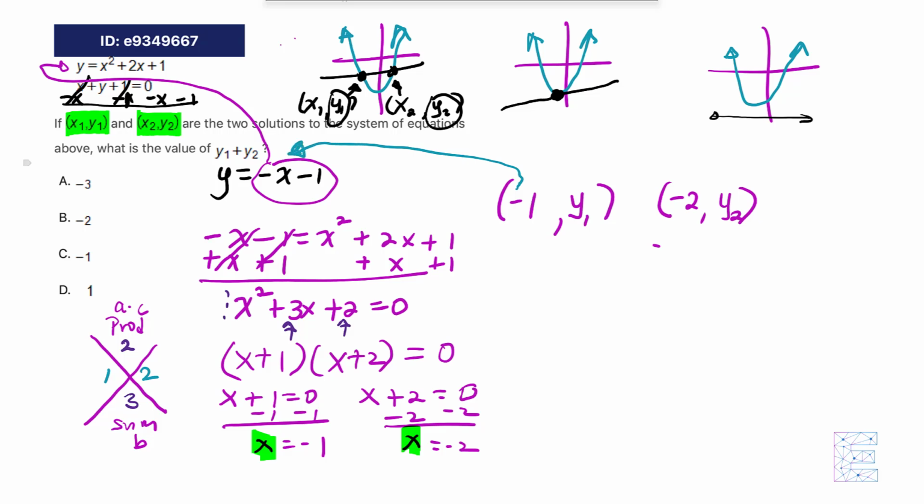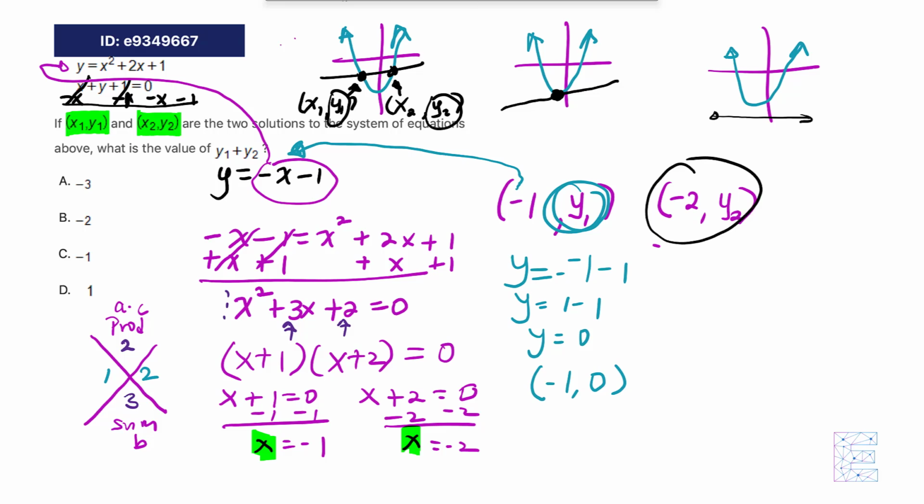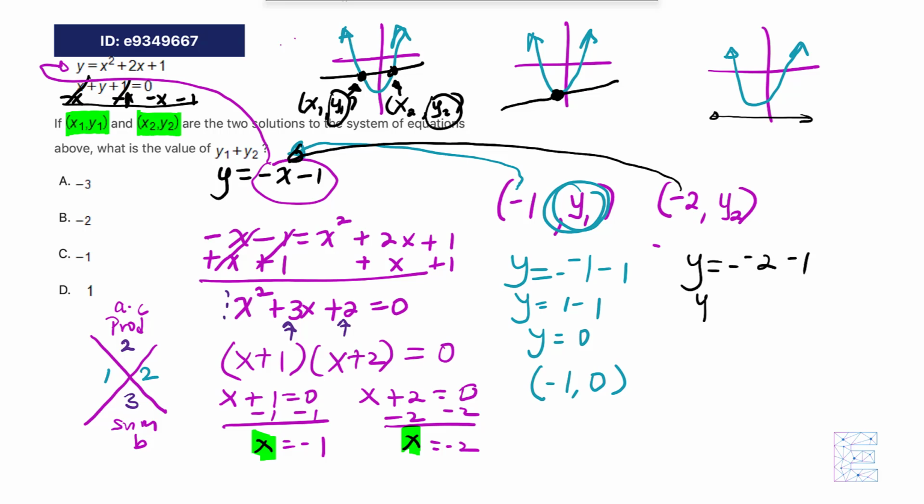So this one will be y equals -1 minus 1, which is y equals 1 minus 1. y equals what? 0. So the missing y1 value is 0. So we have (-1, 0). Let's repeat that process for the other x value that we do know. We take the known x value, which is -2, and plug it into this x right here. It becomes y equals -2 minus 1, and that's going to be y equals 2 minus 1. So y equals what? 1. And now the ordered pair for this is (-2, 1).